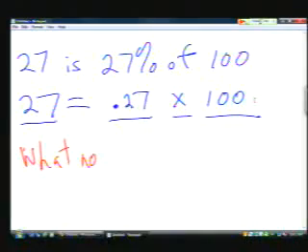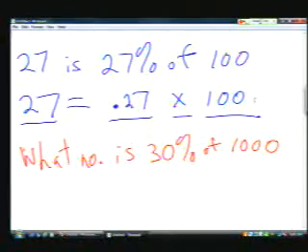What number is, well, I don't want to make it too hard just because I don't want to get lost in the numbers. What number is 30% of 1,000? Right? Now, to translate that into an equation, let's go ahead and do that. All right, let's translate that into an equation. What number, let's translate that into some algebra.